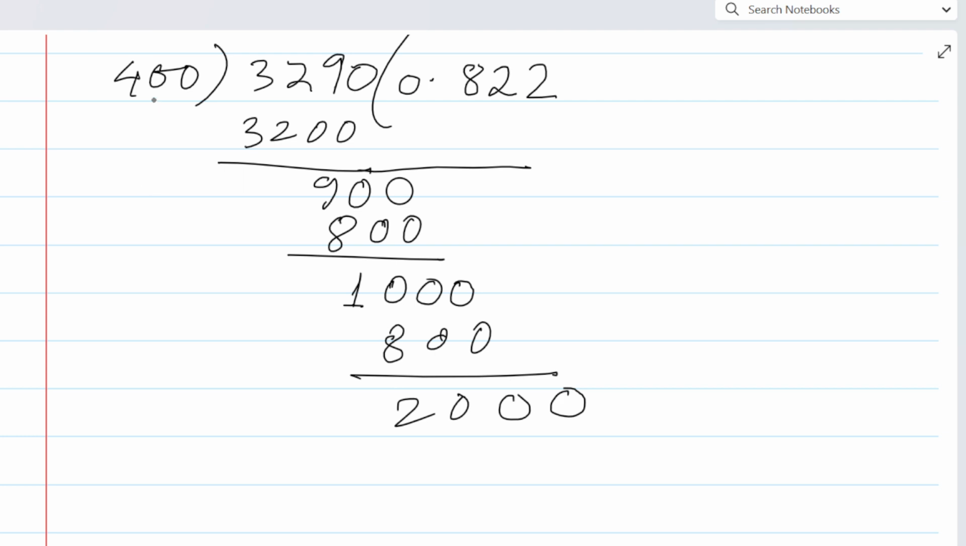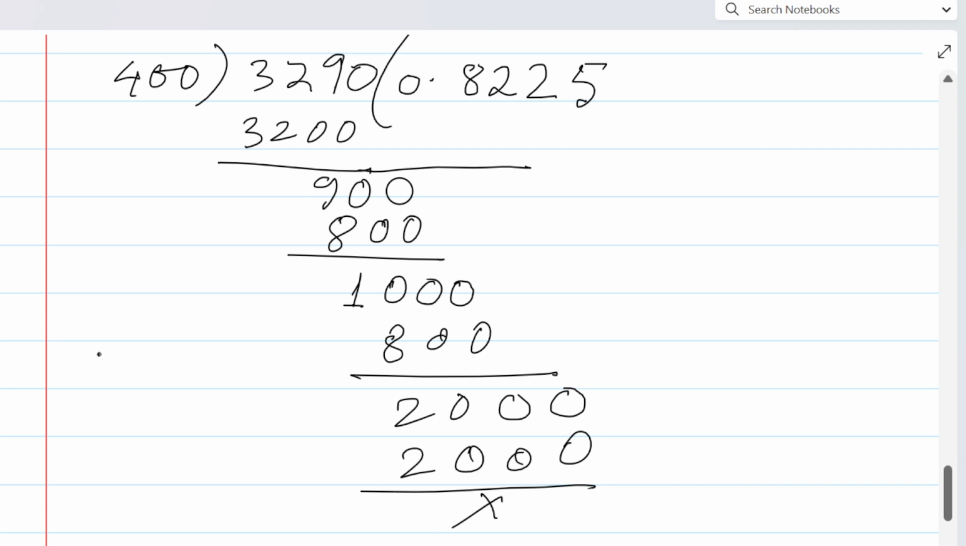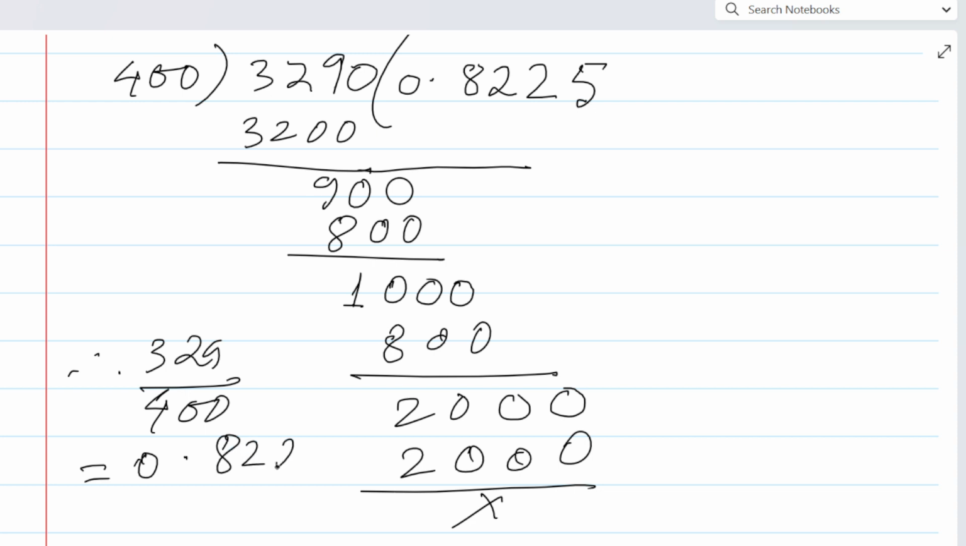So now you can say that 400 and 2000 can be divided, and I can divide it by 5. Means if I multiply this 5 and 400, I'll get 2000. Therefore, 329 by 400, you'll get 0.8225, and this is ending. I'm getting the final answer. There is no more continuation, so this is terminating. So the decimal expansion is terminating.